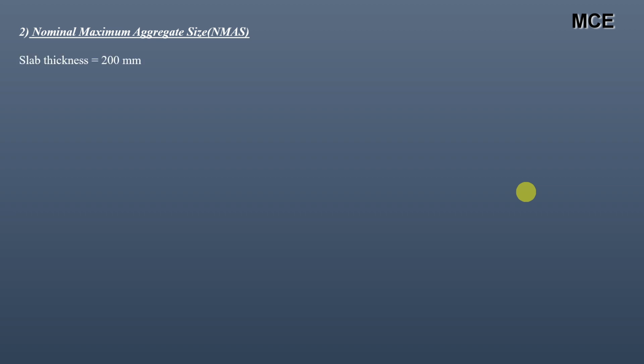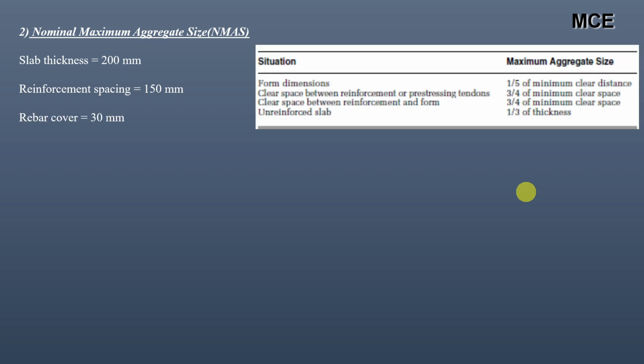Okay, so our slab thickness is 200 mm, reinforcement spacing is 150 mm, and rebar cover is 30 mm. We will use the ACI specifications again. The maximum aggregate size from form dimension is 1/5 of the minimum clear distance, so it will be 1/5 of the 200 mm, which is the slab thickness.